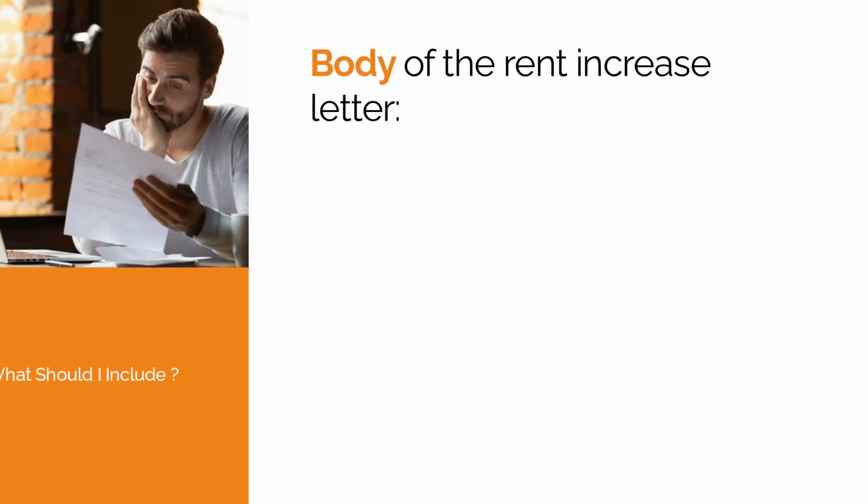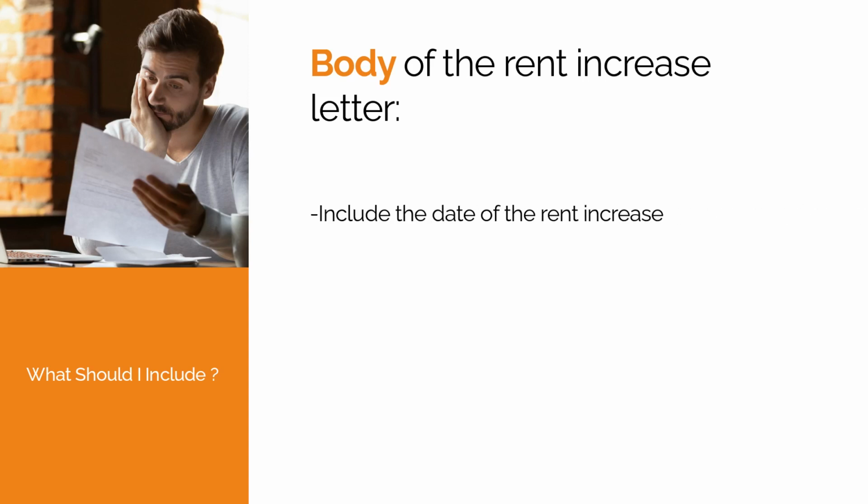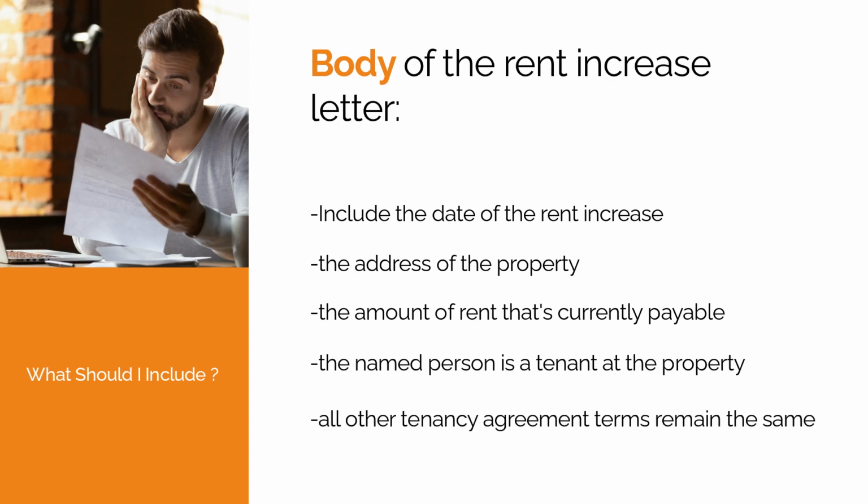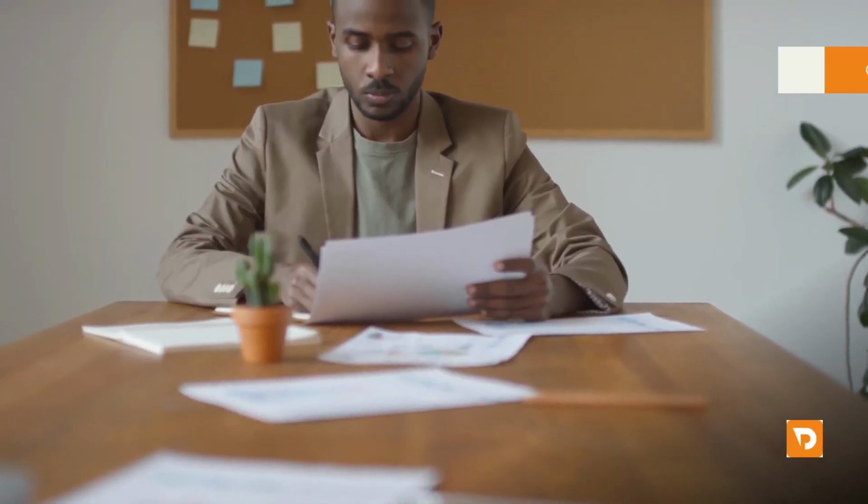Now we come to the body of the letter, which includes the most content. The body can be created in any style, but make sure you include the date that the increase will take effect. You should also state the address of the property, and the amount of rent that is currently payable. Also, state that the named person is a tenant at that property, and that all other tenancy agreement terms will not change. This is where you end the letter.